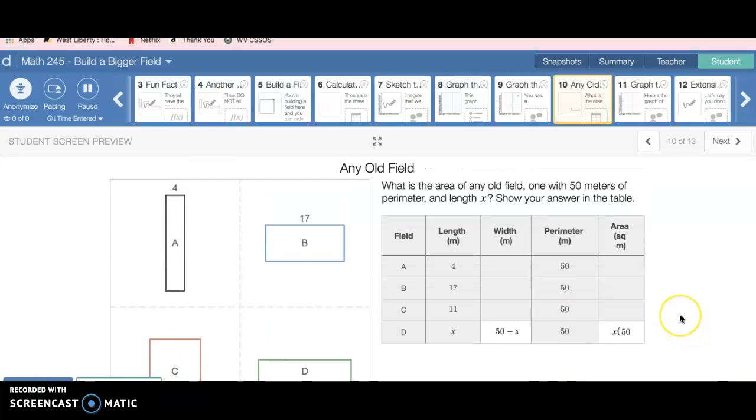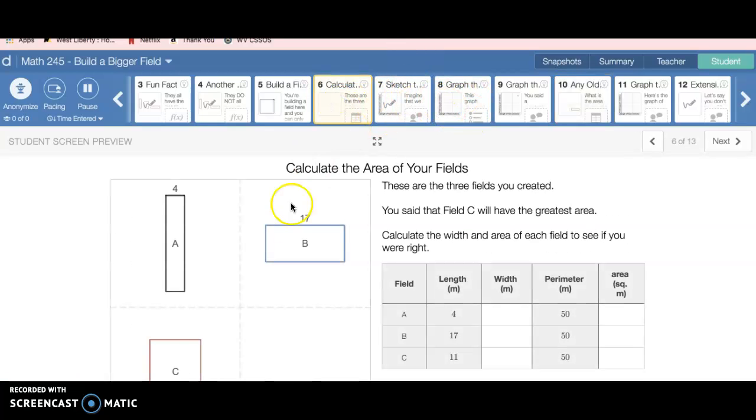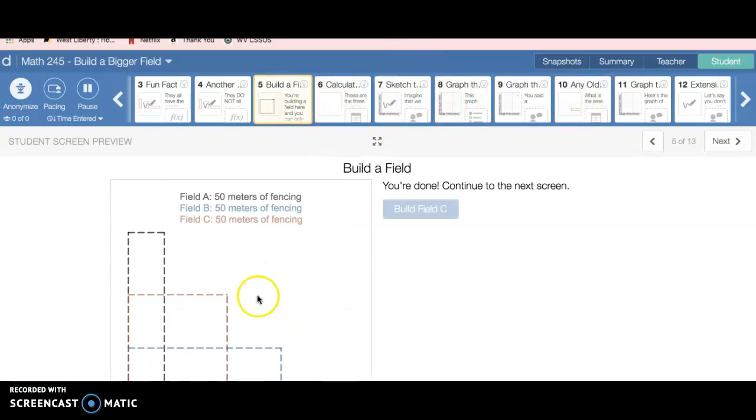Again, I just want to remind you that these are not going to be the same numbers that all of your students are going to get, because these are my individualized numbers of the fields that I created back in our question number 5. So each one is going to be unique.